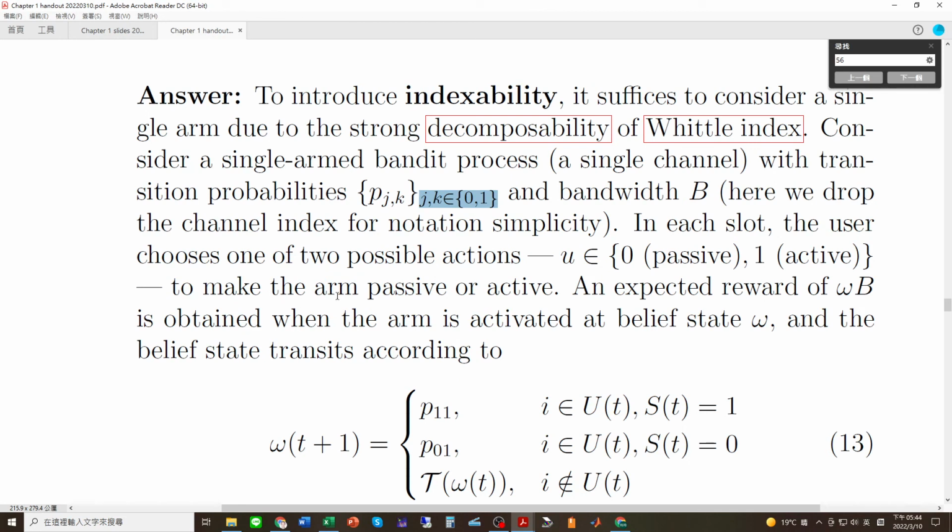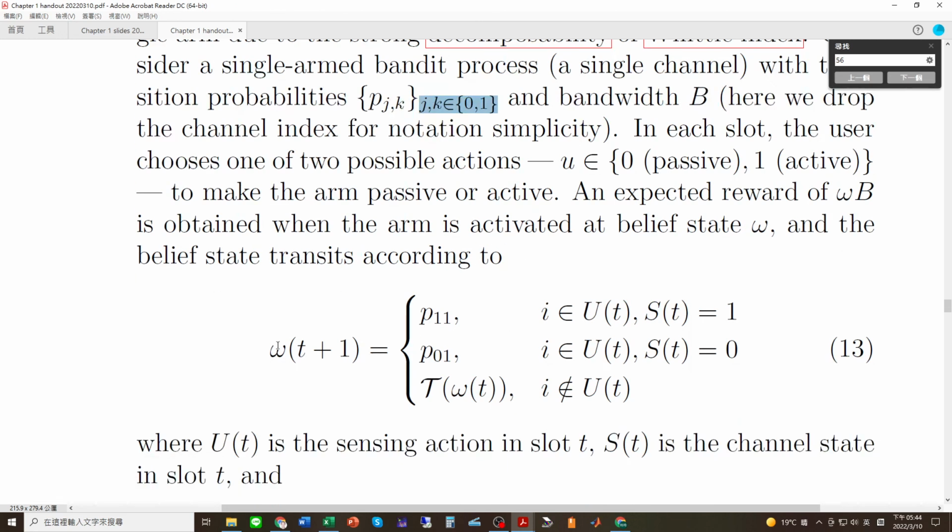To make the arm passive or active, an expected reward of omega times B is obtained when the arm is activated at belief state omega, and the belief state transits according to the following equation. Omega of t plus 1 is equal to P11 if u_t is 1 and S_t is equal to 1.